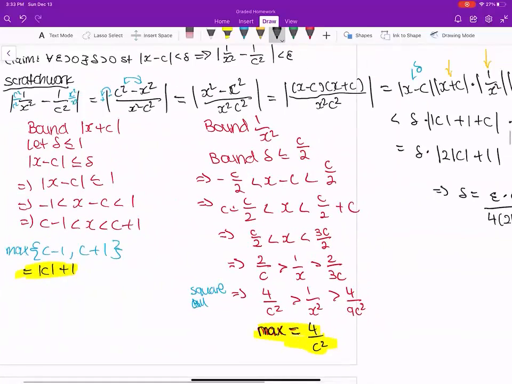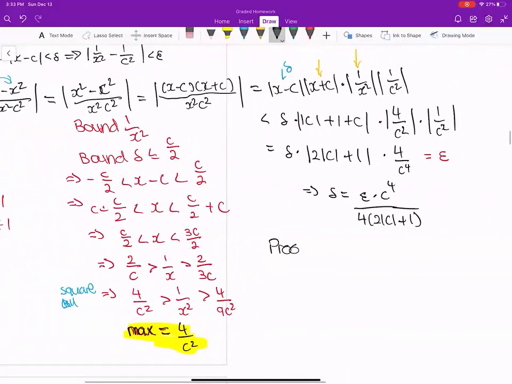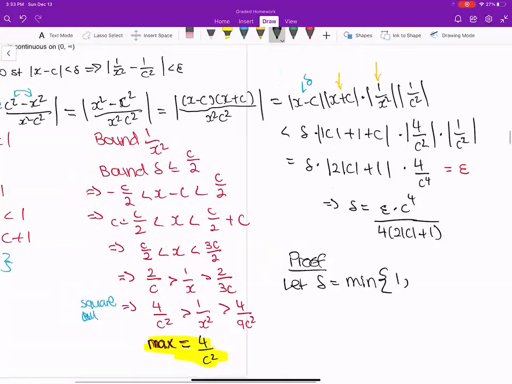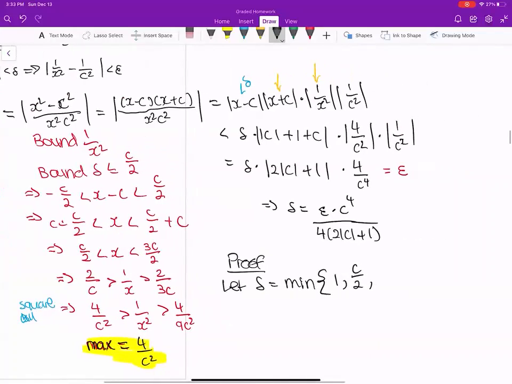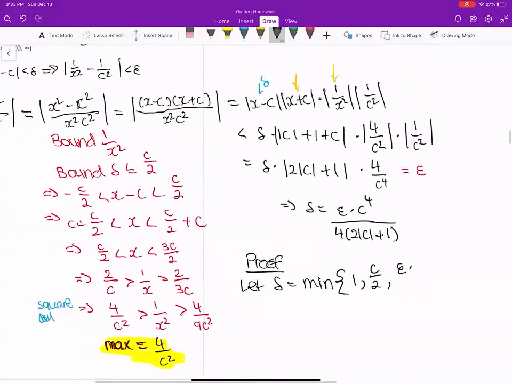Now, when we're writing our proof, first of all, make sure that when you're writing your delta, let it be the minimum of all the bounds you chose. So one of our bounds was 1. The second bound we chose was c over 2. And the third one we chose was our delta choice, in case delta is less than both of them. So 4 times 2 absolute value c plus 1.